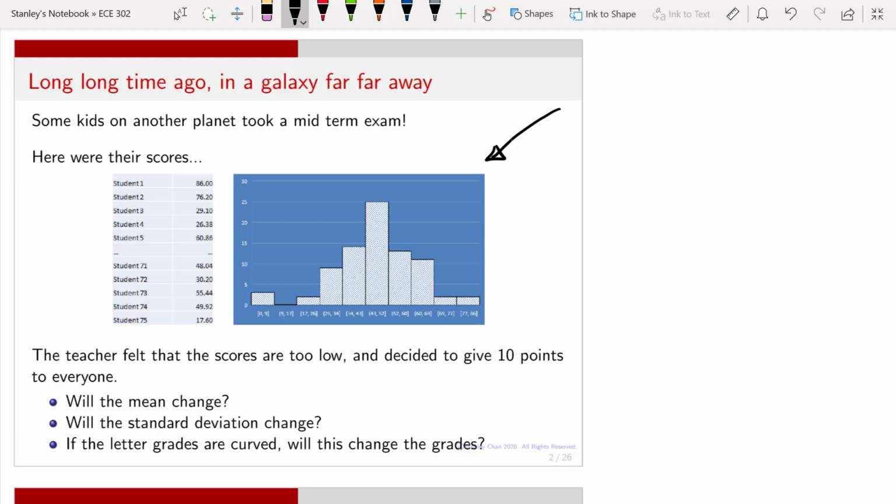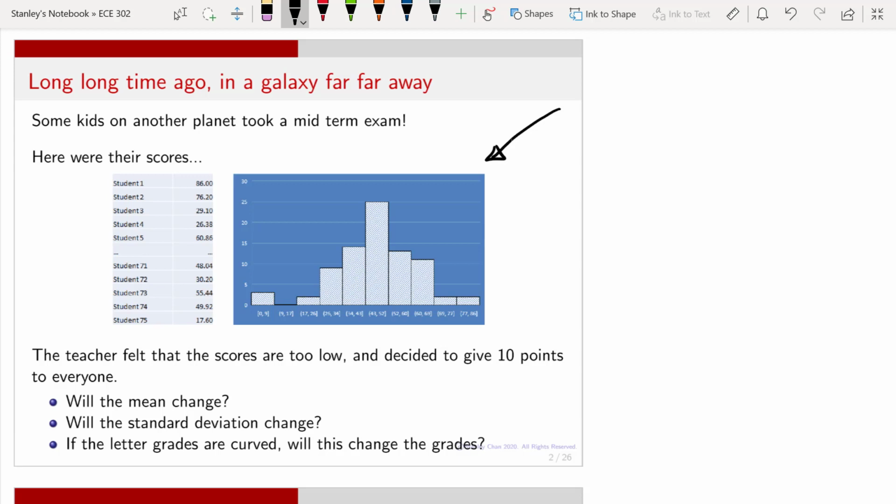And so a teacher came and looked at the scores, and the teacher thought that the scores are just too low. And in order to avoid any complaints from the parents, the teacher decided to give 10 points to all the kids in the class.